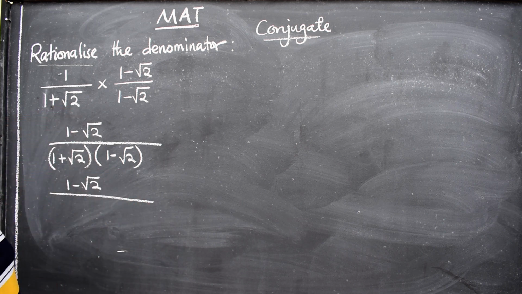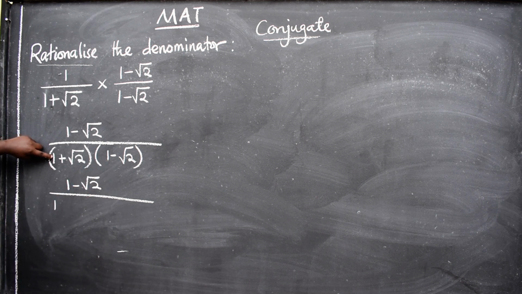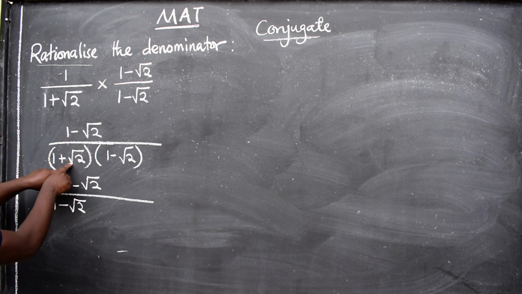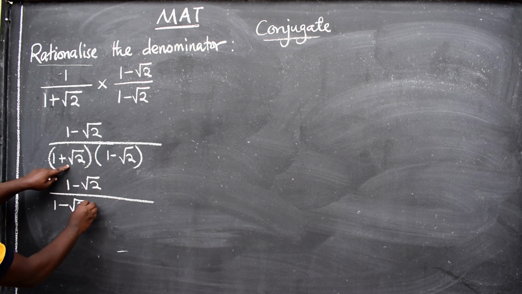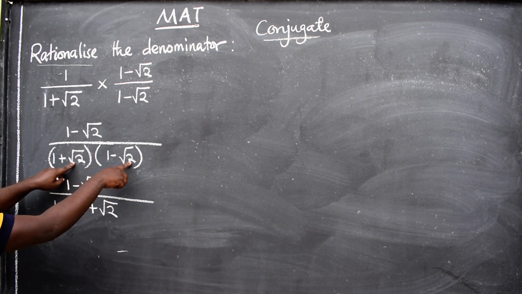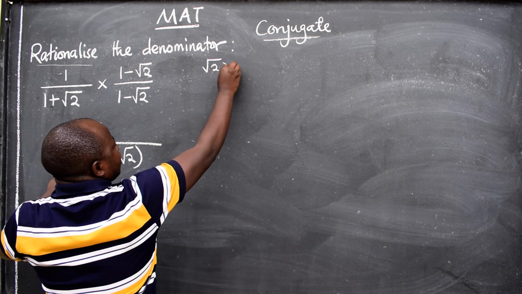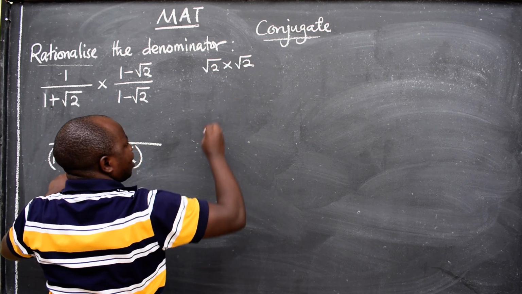So now let's start multiplying here. 1 times 1 is 1. Again, 1 times negative root 2 here is negative root 2. We are done with the 1. We come to this. Root 2 times 1 is plus root 2. Again, root 2 here times root 2. So you multiply root 2 times root 2 like this.